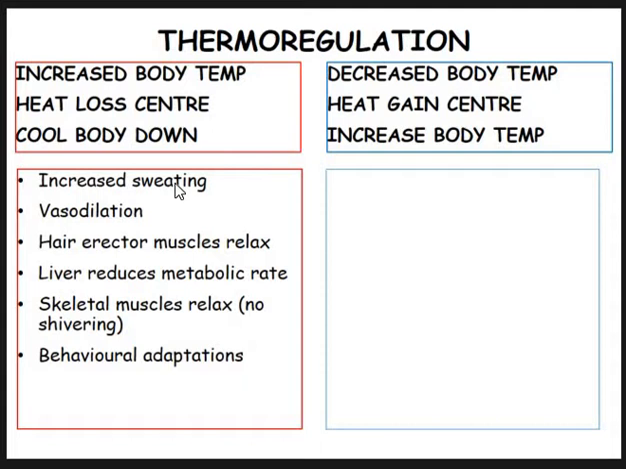But sweating. Vasodilation we're going to come back to, but that is when the arterioles close to the surface of the skin dilate. Please be careful and don't write about capillaries and arteries moving towards the surface of the skin. They don't. Hair erector muscles relax, so that's the hairs on your arms and your legs, and all your little hairs all over your body. There are muscles that will contract and pull them up and relax and make them lay flat. Your liver reduces the metabolic rate, so if your metabolic rate goes down, you're having a slower rate of chemical reactions in your body, so you're generating less waste heat. Skeletal muscles relax, in other words, you don't shiver.